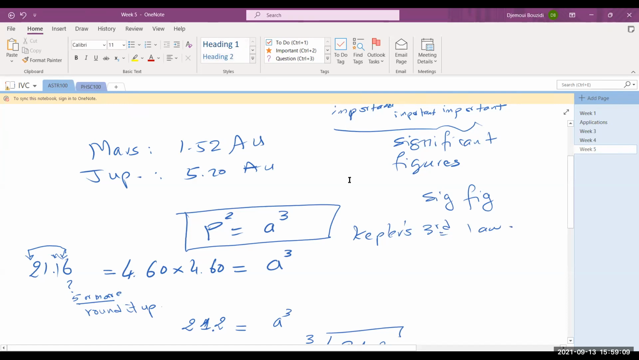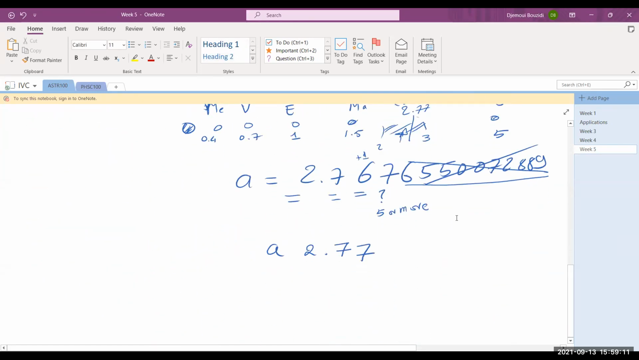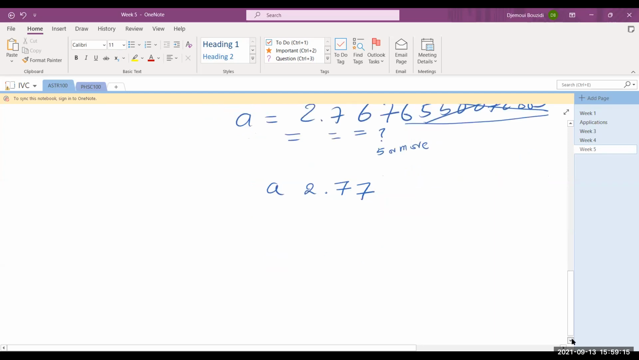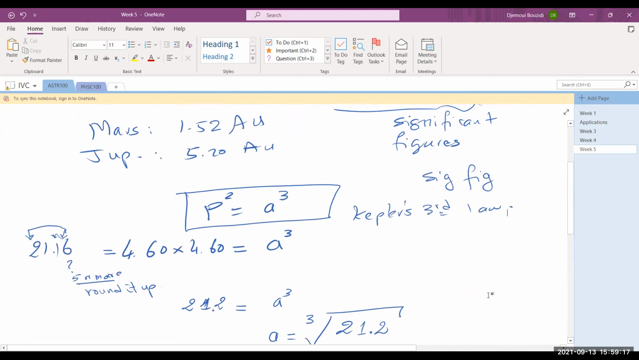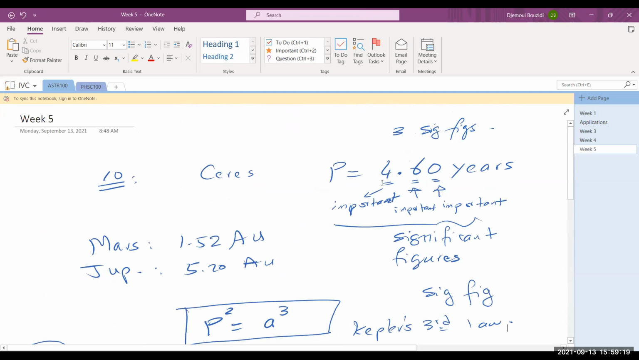Let me take another look at this problem. I did this one in detail on purpose, so that you are at ease with the rounding thing, because some of you probably are not too familiar with it. You didn't take enough math, and it might be a little confusing. So hopefully with more practice, you're going to have it.